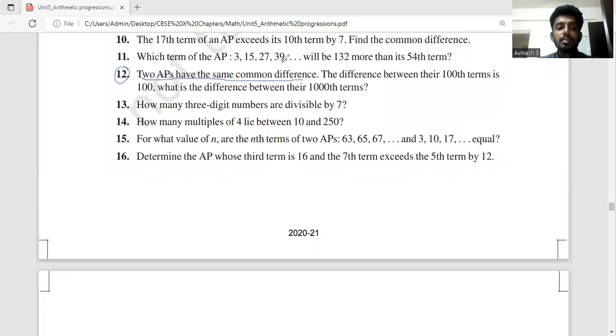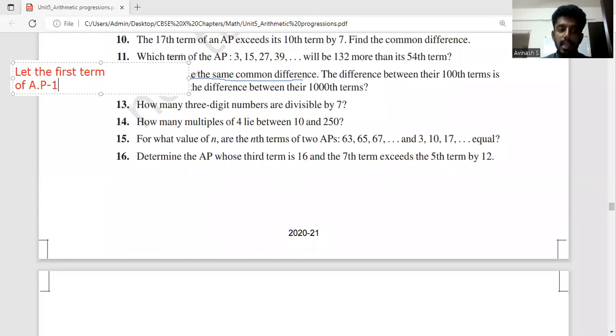So now, since we have two APs, let me assume the first term of the first AP as capital A. So let the first term of AP1, so I'm naming it as AP1, be capital A. And then let the first term of the second AP be small a.